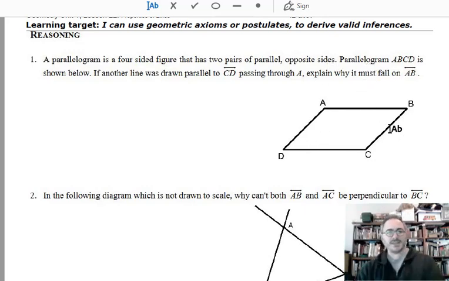The parallelogram ABCD is shown below. Another line is drawn parallel to CD. So if another line is drawn parallel to CD, explain why it must fall on AB. If another line was drawn parallel to CD passing through A, explain why it must fall on AB.